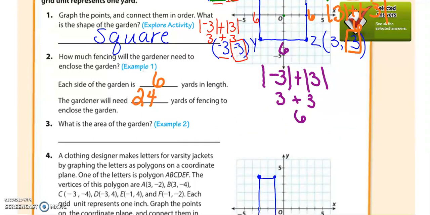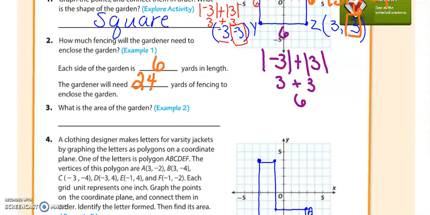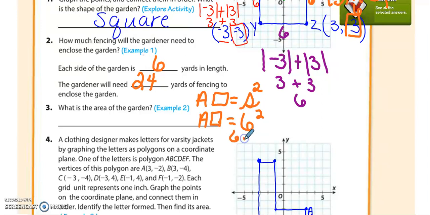Now, how do we find the area of the garden? Once again, if the garden is a square, we know the formula for the area of a square. If you look at your formula sheet or your PSSA reference sheet, we know it is S, a cursive S, squared. S means side, so side squared is 6 squared. Be careful. 6 squared is not 6 times 2. 6 squared is 6 times 6.